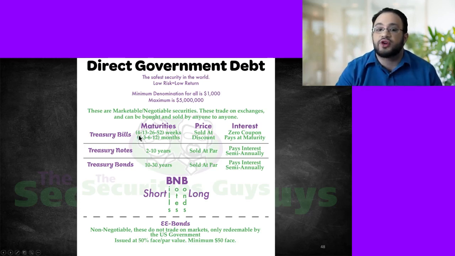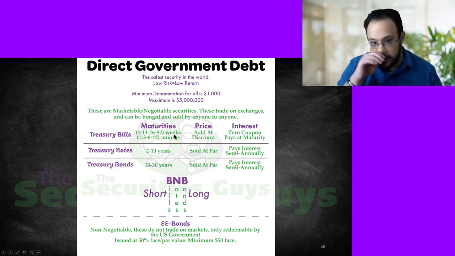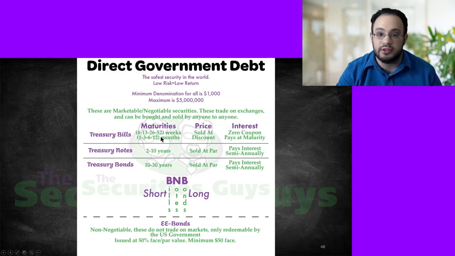But as I said, Treasury bills have maturities of 4, 13, 26, or 52 weeks. That is 1, 3, 6, or 12 months. There are no 9-month bills. They are sold at a discount, less than par. But they're a zero coupon bond. They do not pay any interest payments. They do not pay any coupon payments. And they mature at par. So at maturity is when you collect your money.